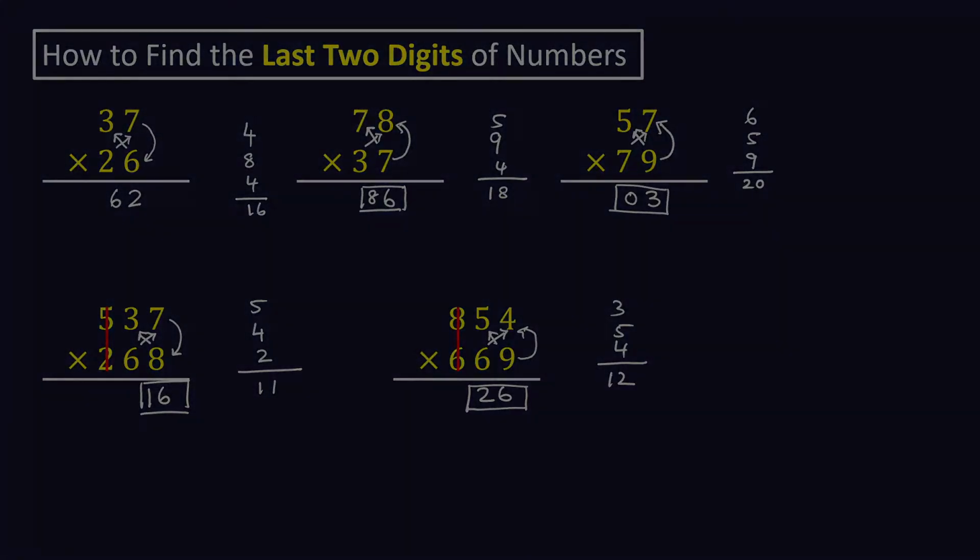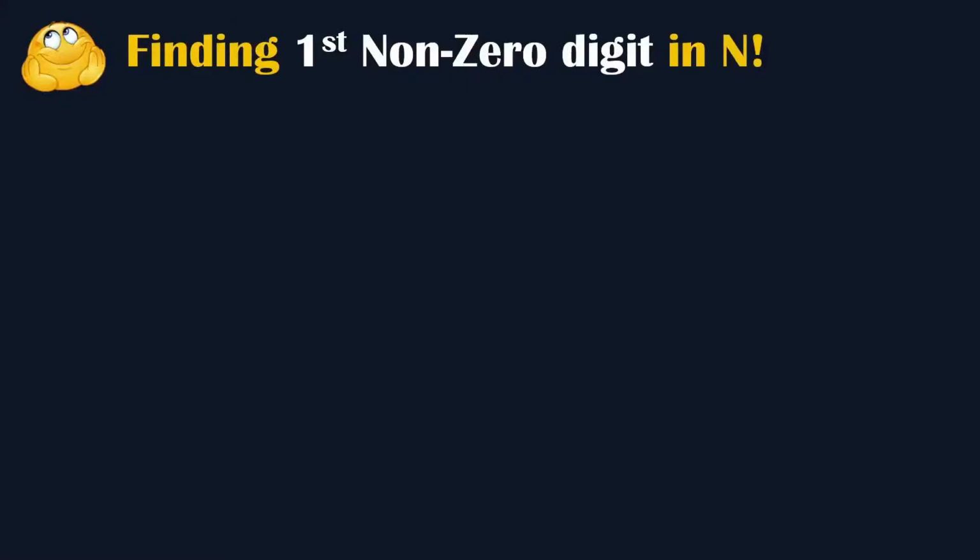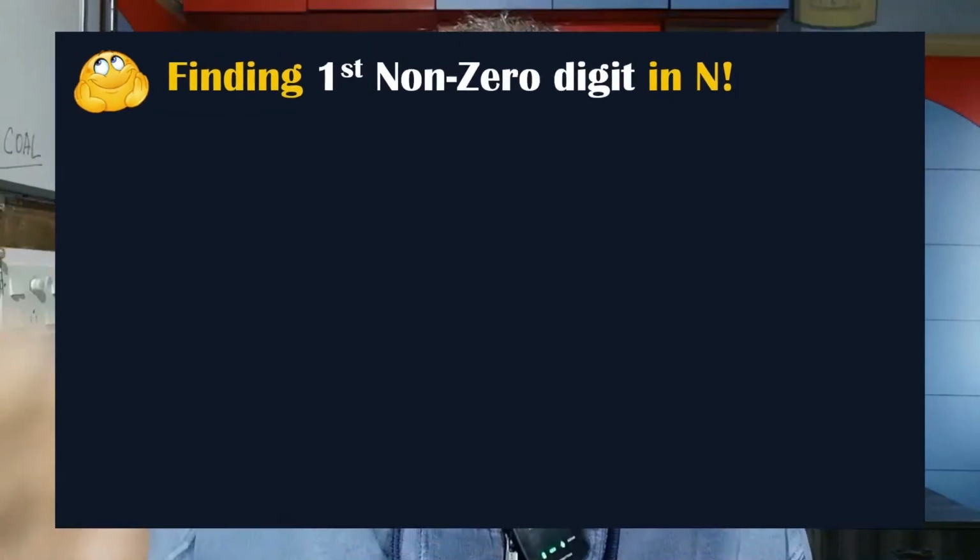Is it clear to all? Now we will find the first non-zero digit of any factorial. How to do that? The first question will come, sir, what do you mean by first non-zero digit?